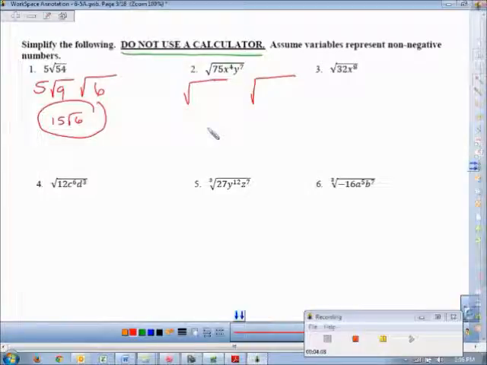What's the biggest perfect square that goes into 75 evenly? 25. How many times? You see how I dealt with both parts? I did the perfect thing, and then I put the leftovers over there, right? 25, then 3.